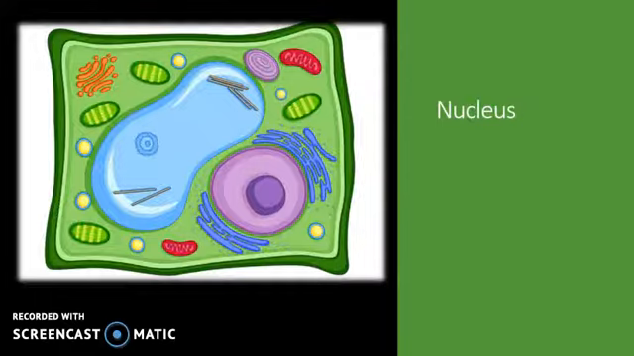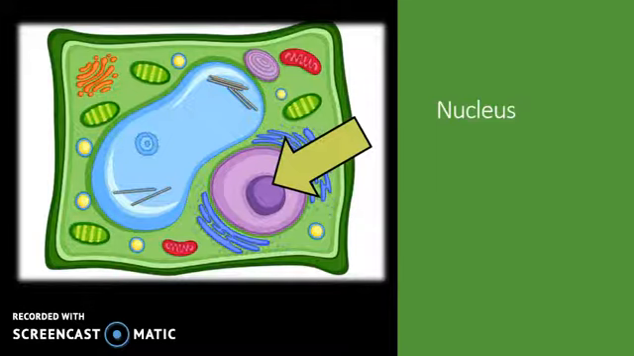Basically, the nucleus controls what is being made and what happens when, because the DNA is giving it directions to do so. So our nucleus is found right here. Usually it's pretty spherical in shape, and that's how you can tell what it is.